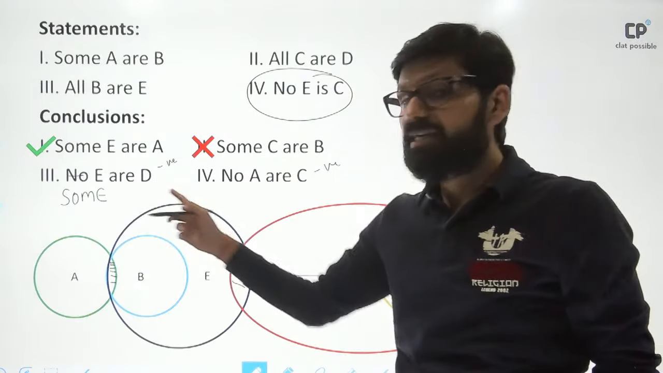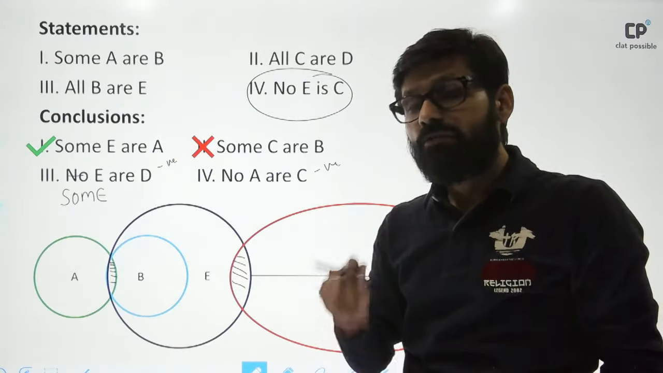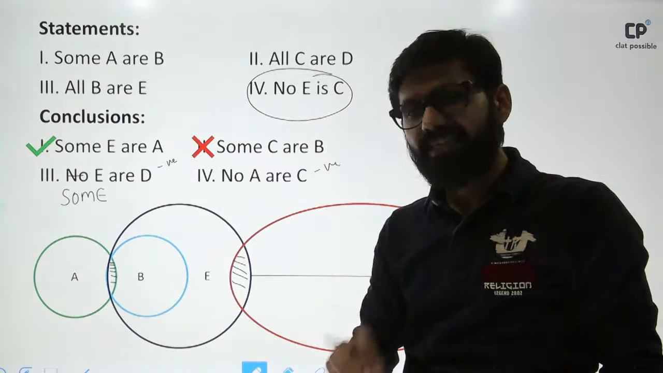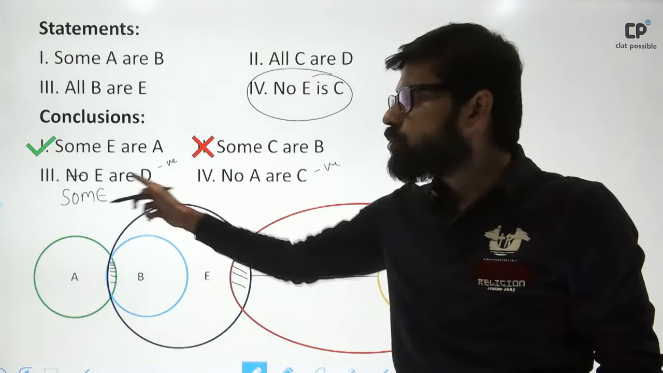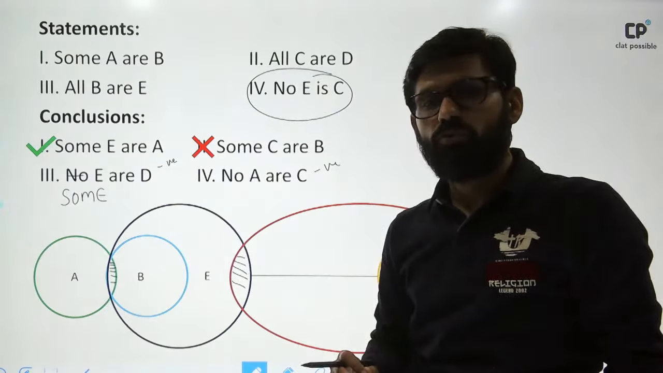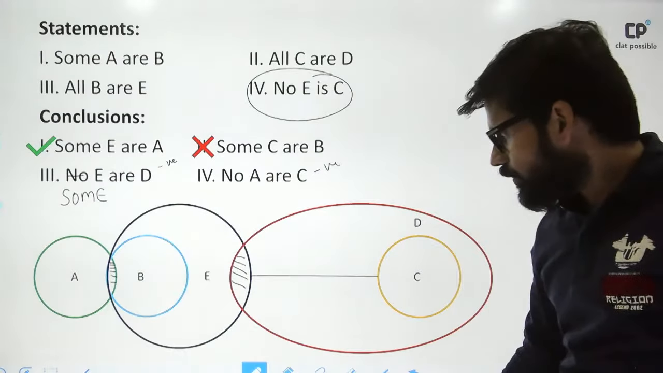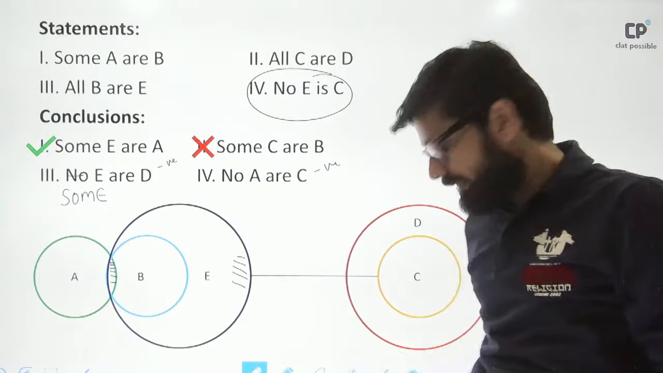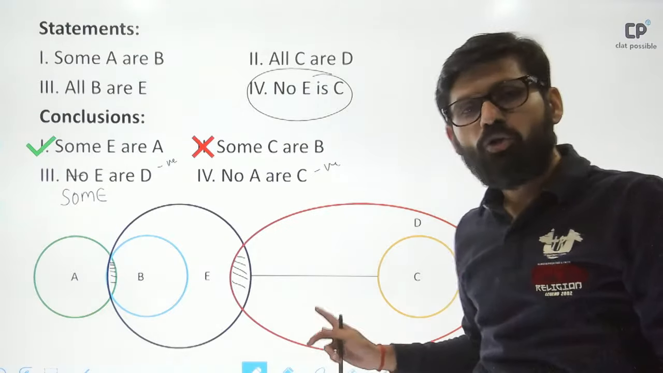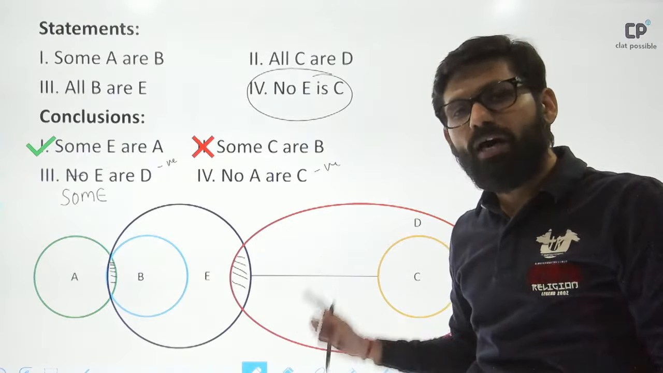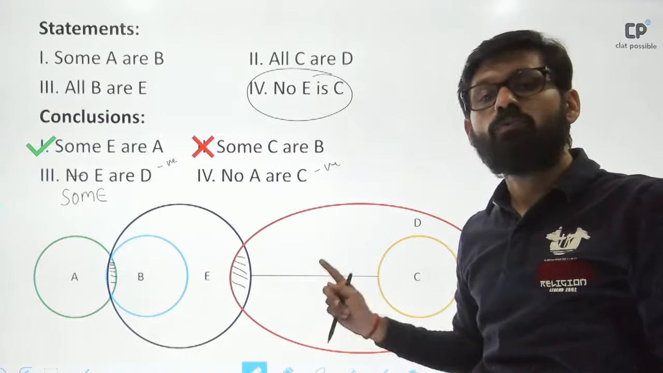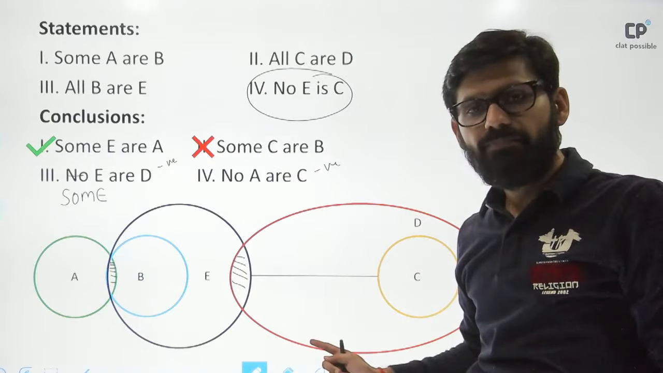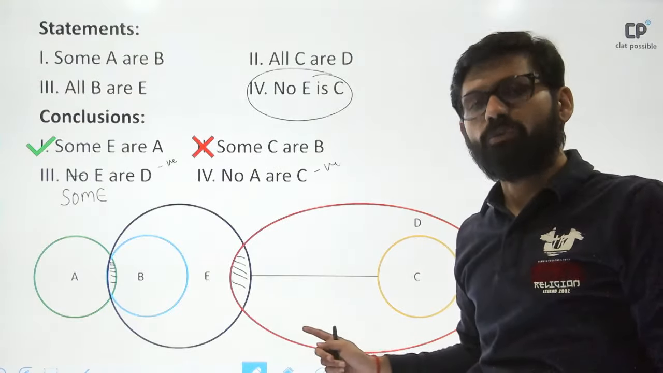Now because some E are D is possible, we cannot conclusively say that no E are D follows. Although it follows in the minimum overlap diagram, it does not follow in this diagram, which is another possible way to draw the four statements. In this possible diagram, it does not follow.